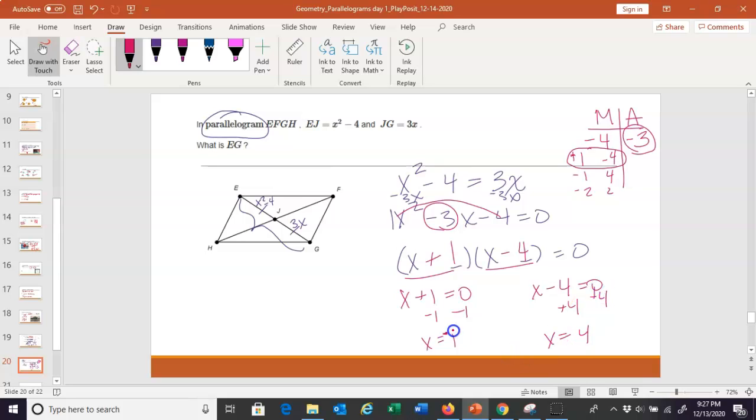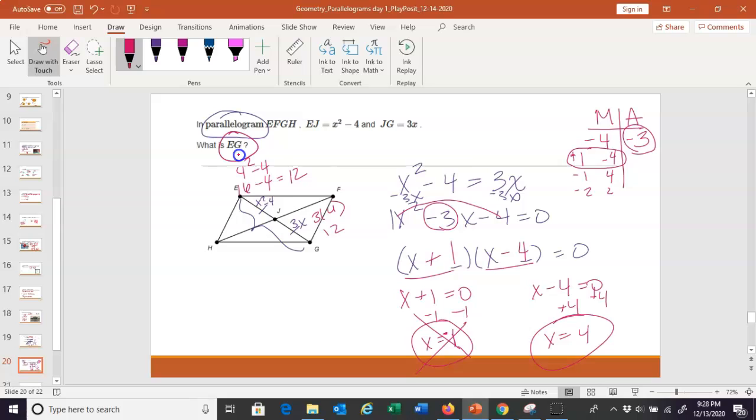We're going to look at these two and see which one makes sense. Well, if x is -1 and we plug it in up here, we'd have a negative value. You can't have a negative length. So that's an extraneous solution. It's not one of the solutions. X equals 4. Let's plug it in. 4 squared minus 4, that's 16 minus 4, that's 12. And 3 times 4 is 12. Perfect. They're both the same. That's what we would expect.